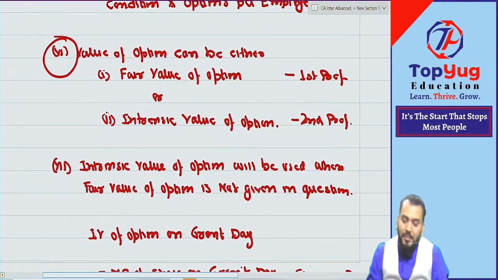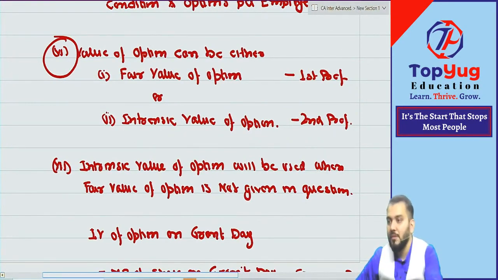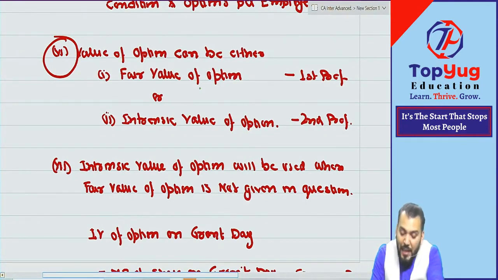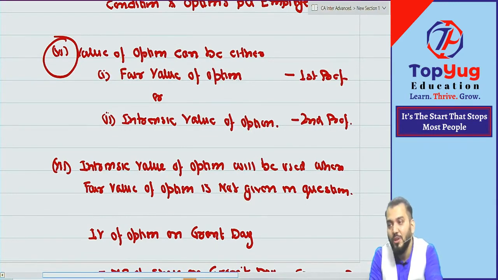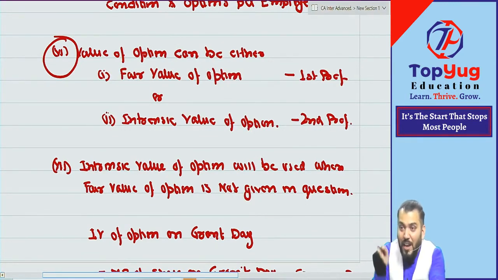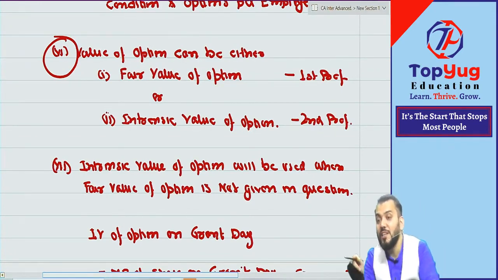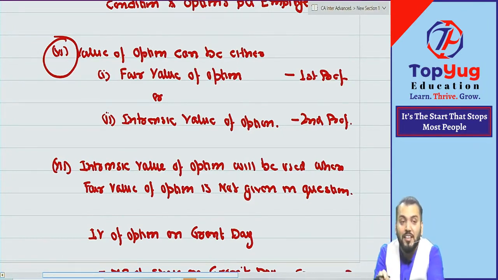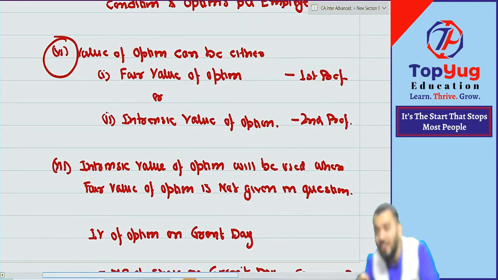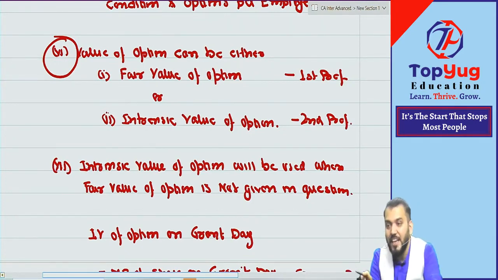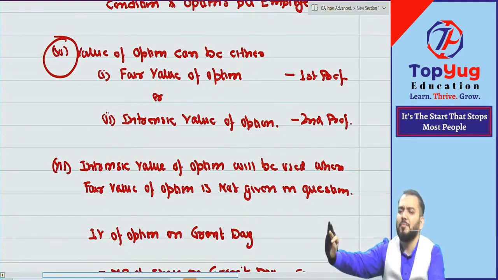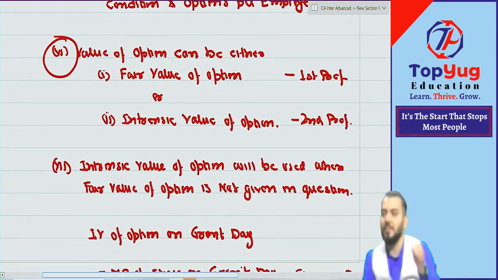Have you understood this point number 6? Key value of option can be either fair value of option or intrinsic value of option. First preference should be given to fair value. You understand why we are giving more importance to fair value. If fair value of option is not given in the question, then we'll use intrinsic value of option on grant date: market price of shares minus exercise price. Subsequent changes in market price are not relevant for this chapter.